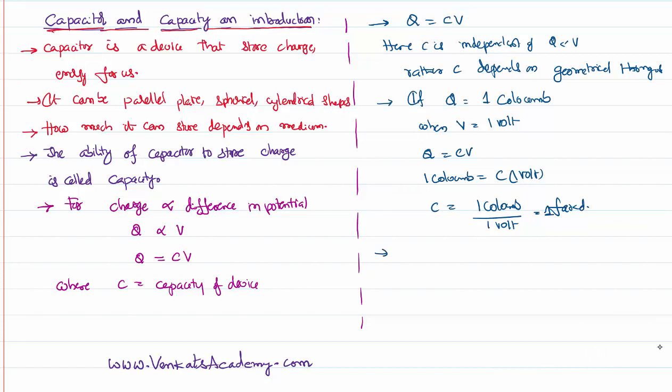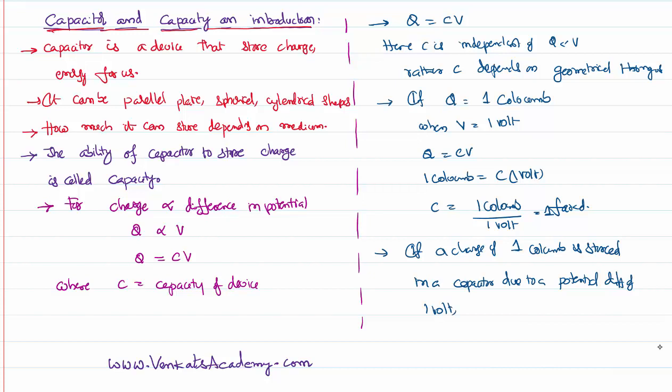So we can define: if a charge of 1 coulomb is stored in a capacitor due to a potential difference of 1 volt, we can say its capacity is 1 farad. That's how we can define the capacity of a capacitor.